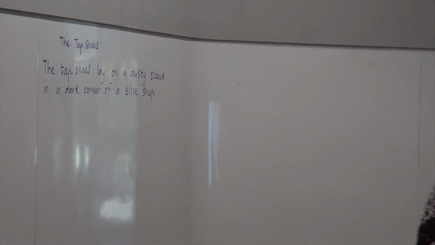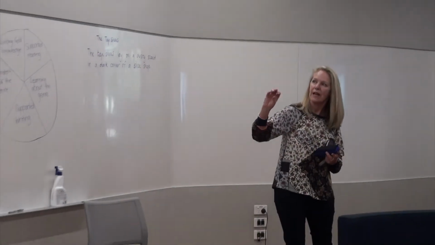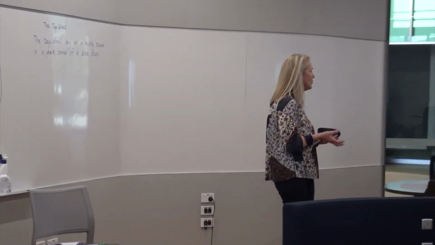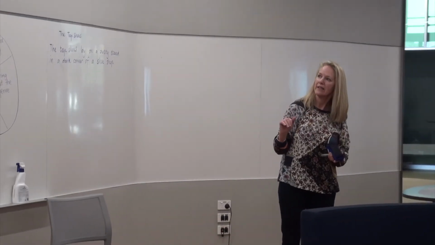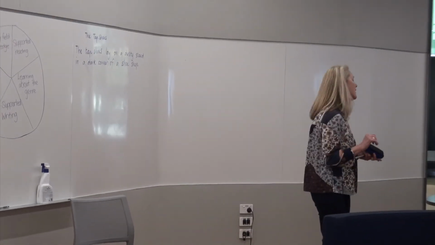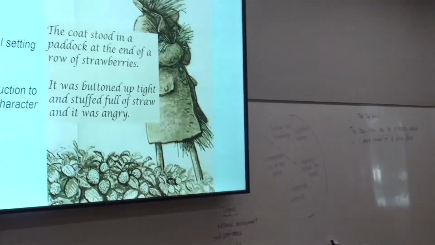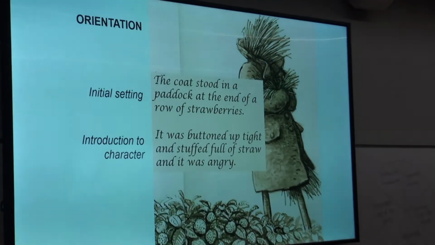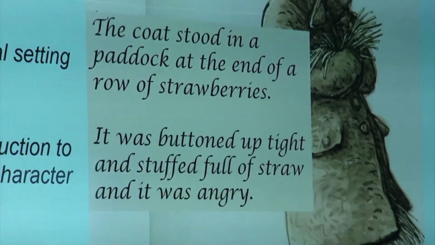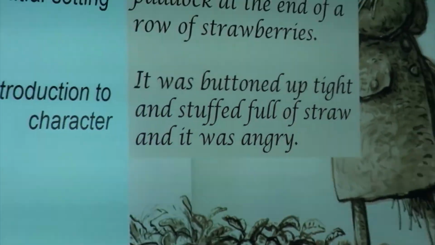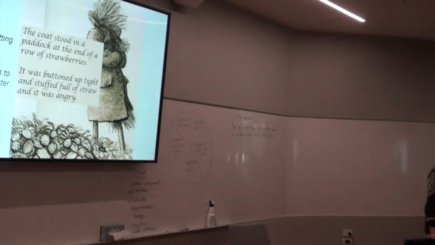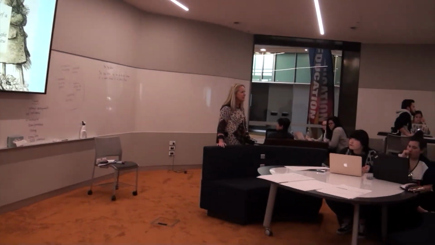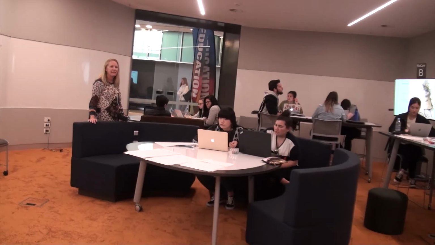There's a pair of them. So we're going to talk now about the shoes. If we have a look at the coat, it was buttoned up tight and stuffed full of straw, and it was angry. So within that sentence, there's a description of what it physically looks like. There's also something else. What else is in that sentence to help us understand that character a bit better?